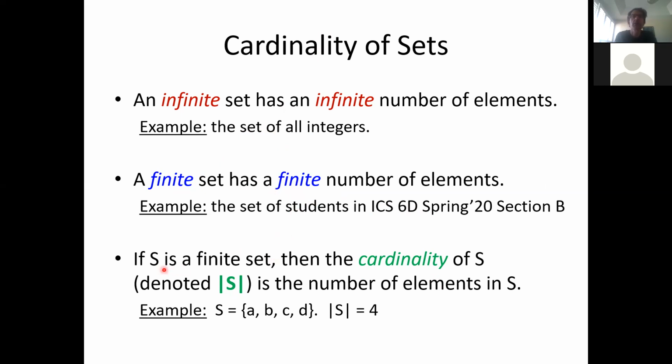If S is a finite set, then its cardinality is well defined, and the cardinality of a set is simply the number of elements in the set. So this set had 4 elements. Its cardinality is 4. Cardinality is designated by vertical bars before and after the set. So if S is a set, then bar S bar stands for the cardinality of set S.